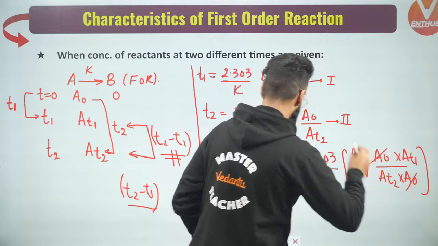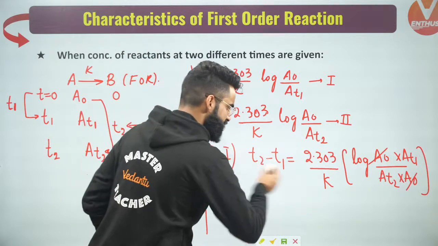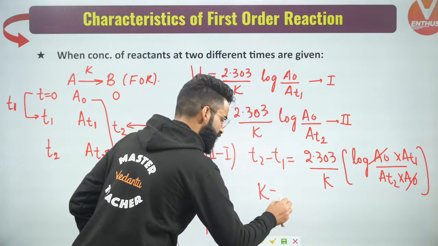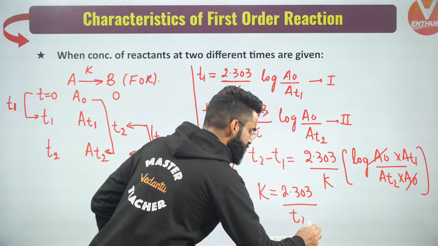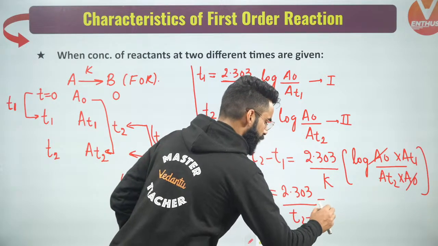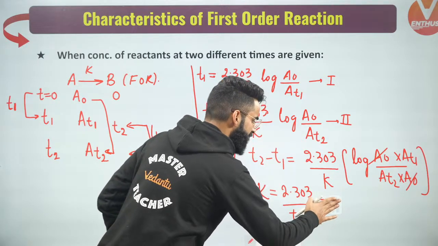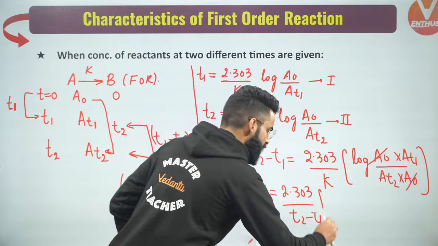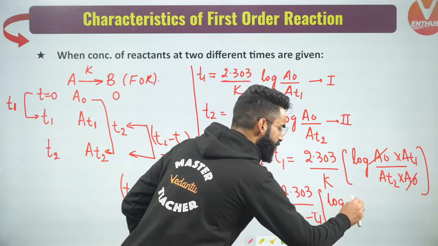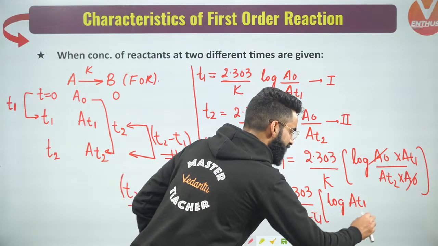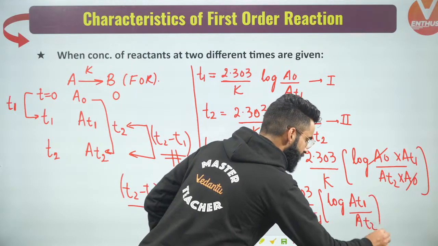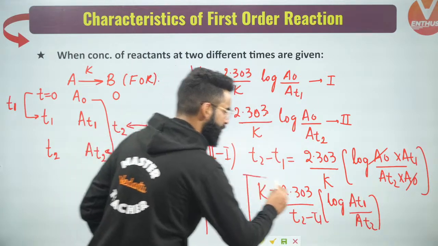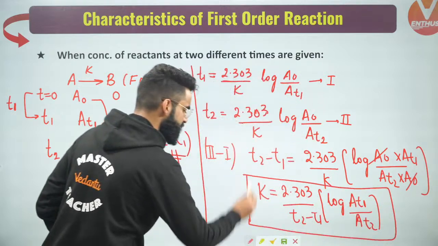Yes, A0 got cancelled. So I'm getting something like this. Just shuffle this a bit. It's going to be K is equal to 2.303 divided by the time interval T2 minus T1, multiplied by log of concentration of reactant at time T1 divided by concentration of reactant at time T2. Yes, this is something very important which I'll be using in the questions.